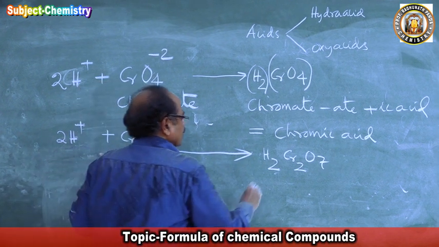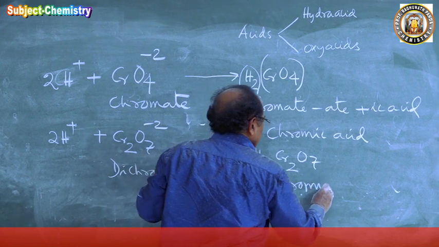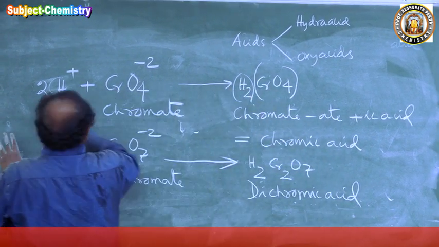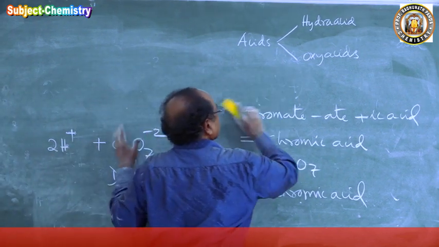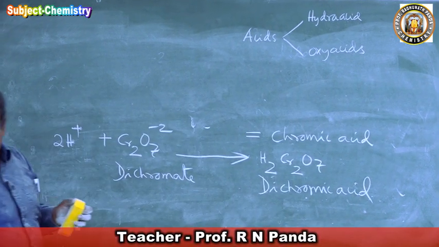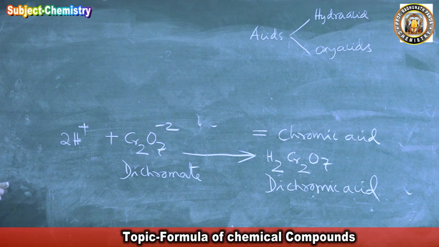Dichromate. So this will be dichromic acid. So we are not remembering chromic acid H2SO4. We know from the periodic table, chromium is there in 6B group of the periodic table. So its formula will be CrO4 minus 2. Hence automatically this is the thing.